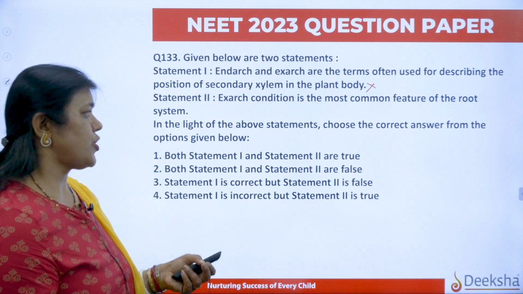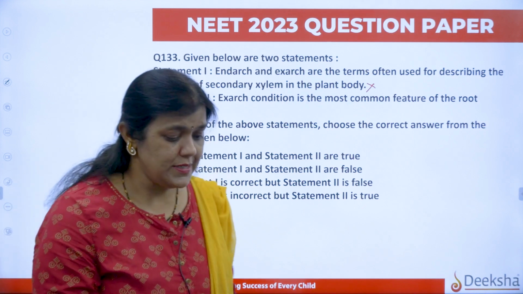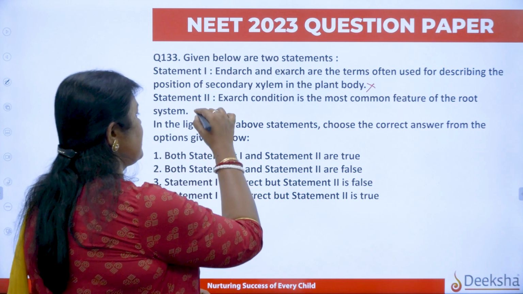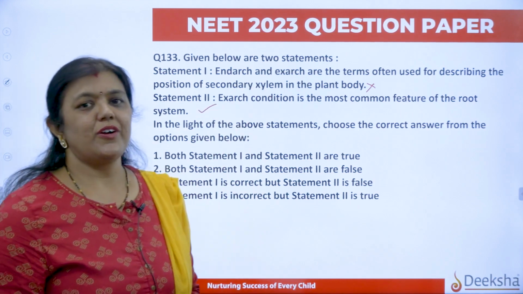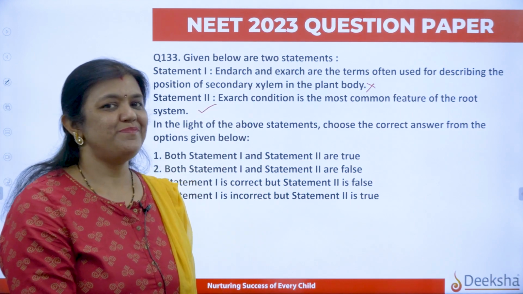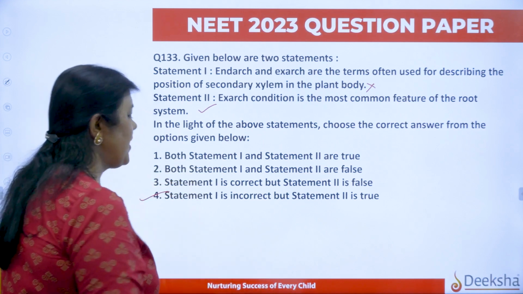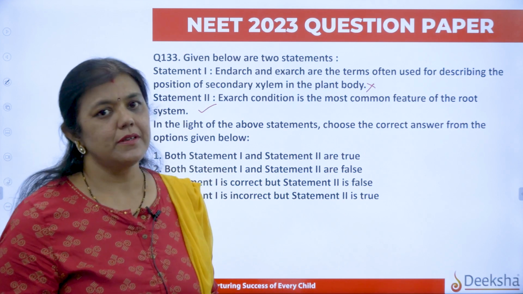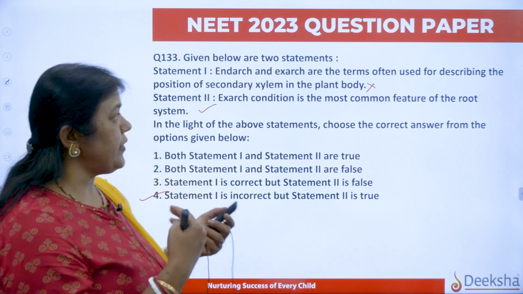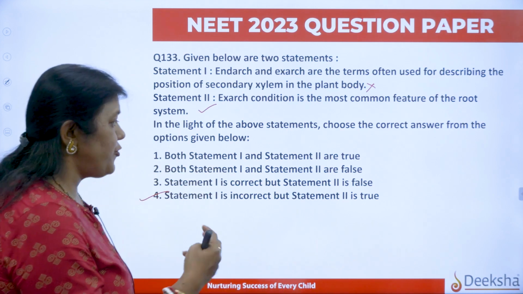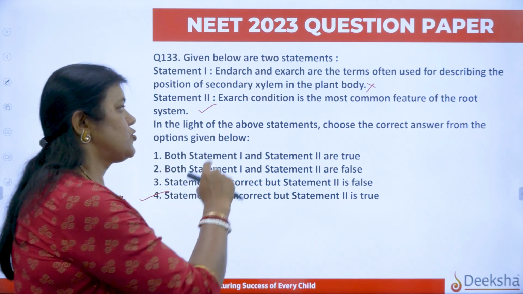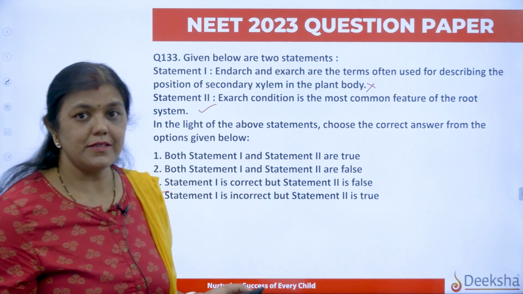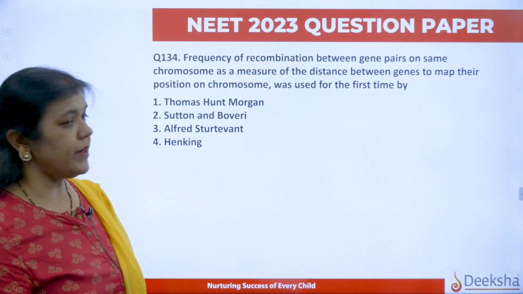Exarch condition is the most common feature of the root system. This is a true statement. So this is true and the other is wrong. Now tell me, my dear children, what would be the correct answer? It's very obvious. Option 4. Statement 1 is incorrect. Statement 2 is true. That means we are going to eliminate as soon as we read. As you read, you are left with 2 options, either 2 or 3. So immediately you read the second statement and you come to the conclusion that this is how you have to answer, right?